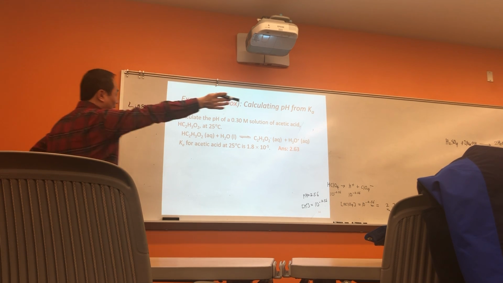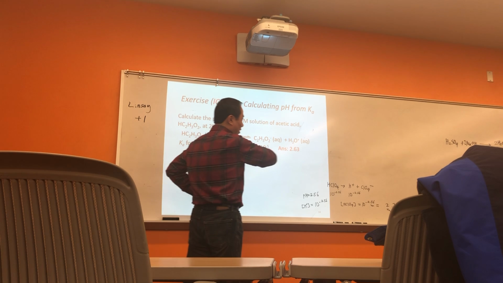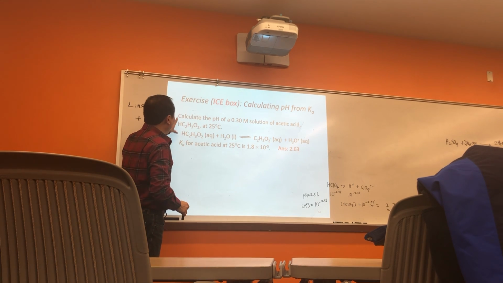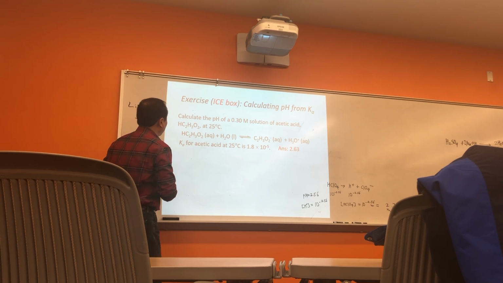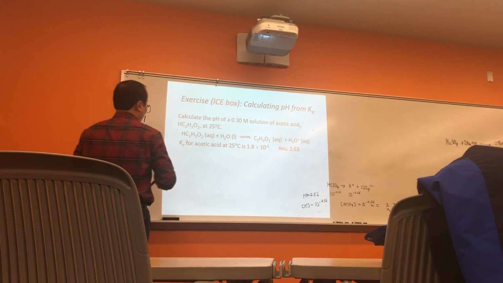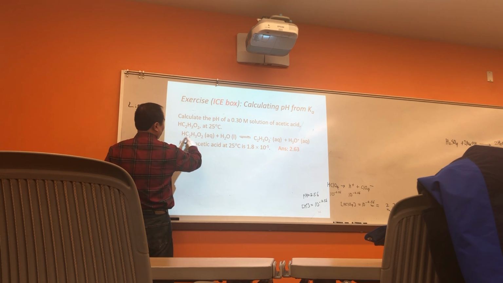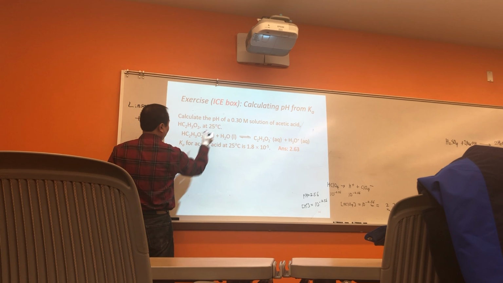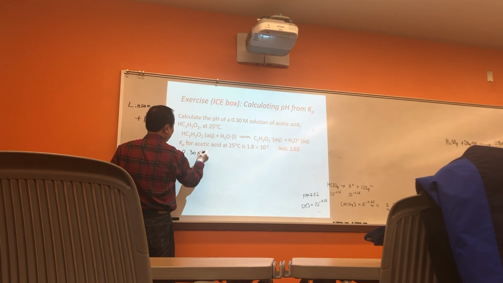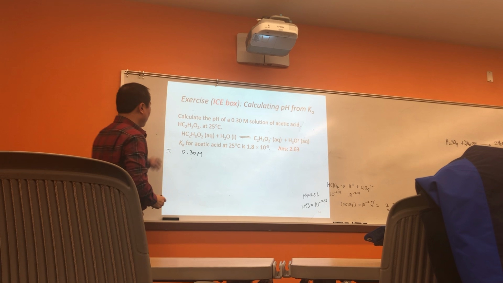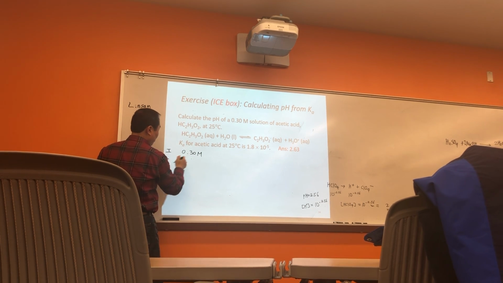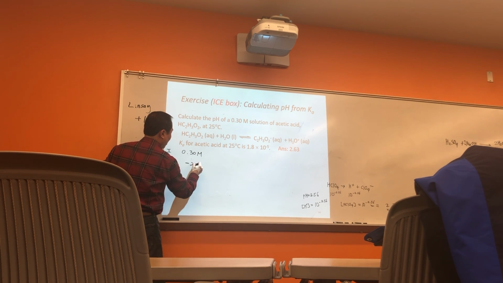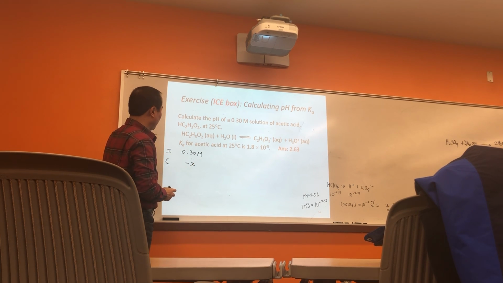So that was strong acid. Strong acid is more straightforward. If you have weak acid, we're gonna use ICE tables. So we have acetic acid, which means weak acid. Initially, we have 0.30 molar concentration. Once it dissociates, some of it will disappear. So let's say X amount will dissociate.